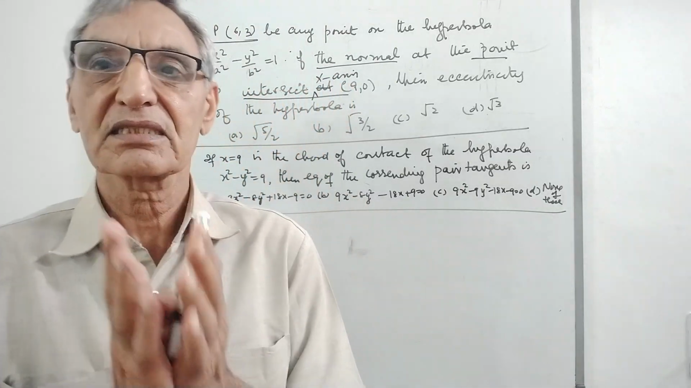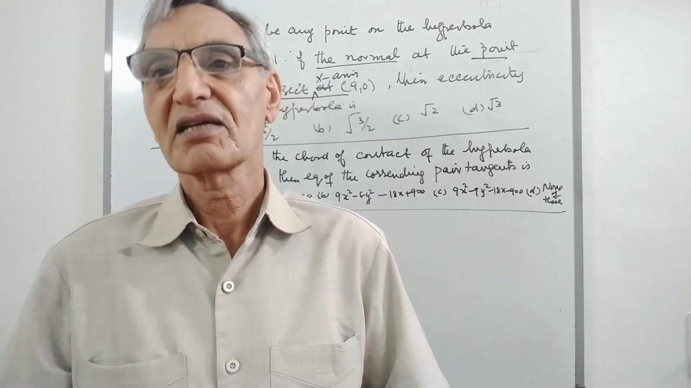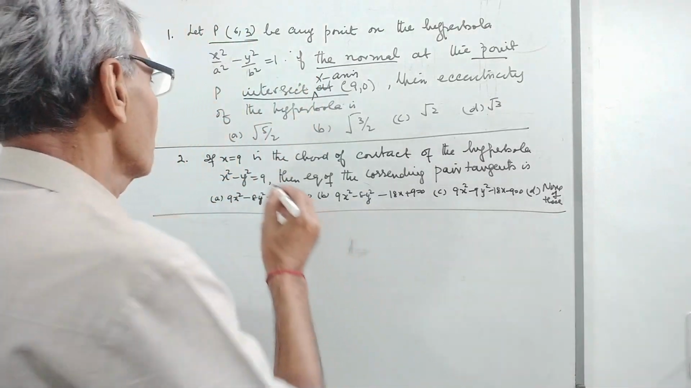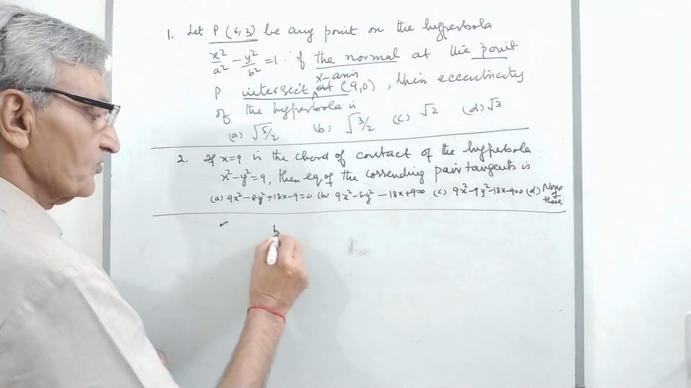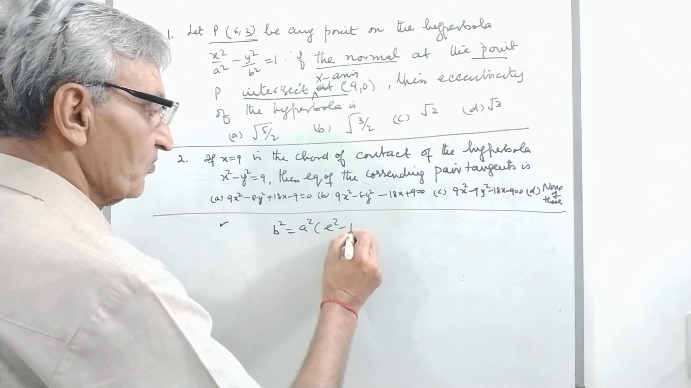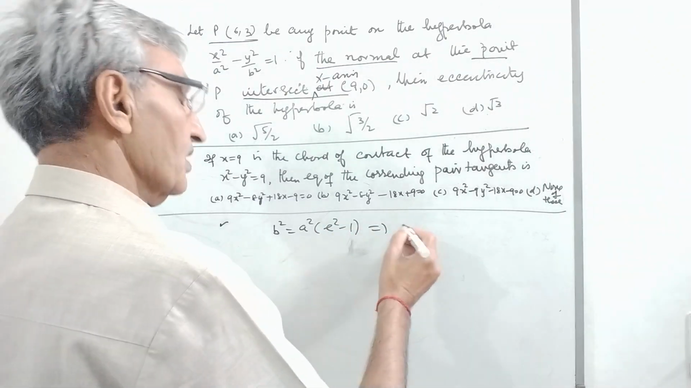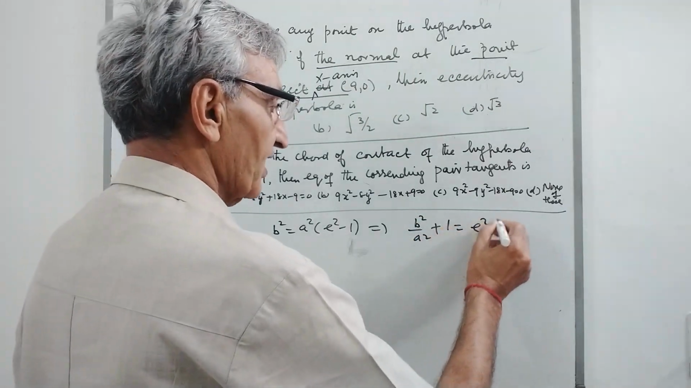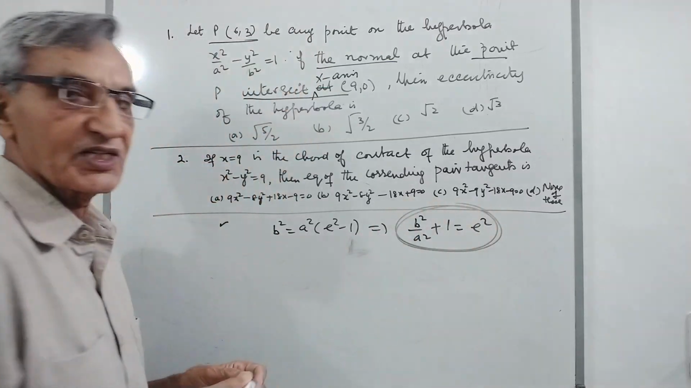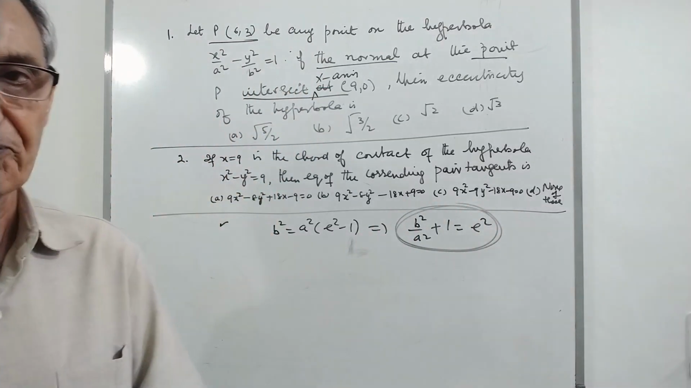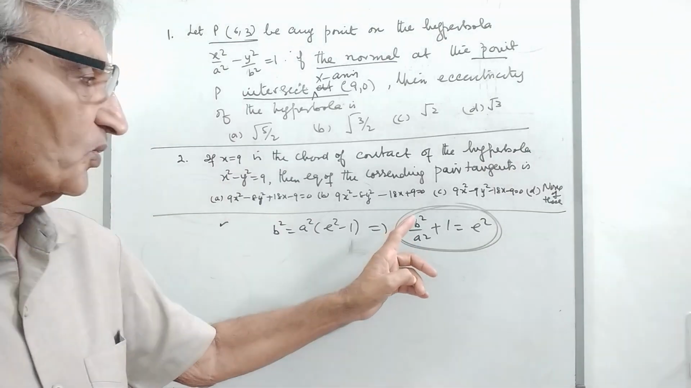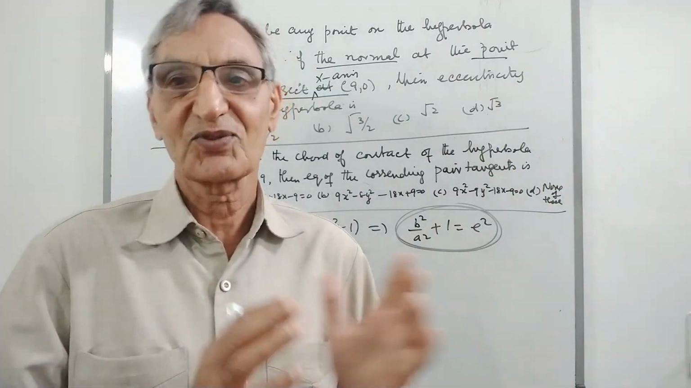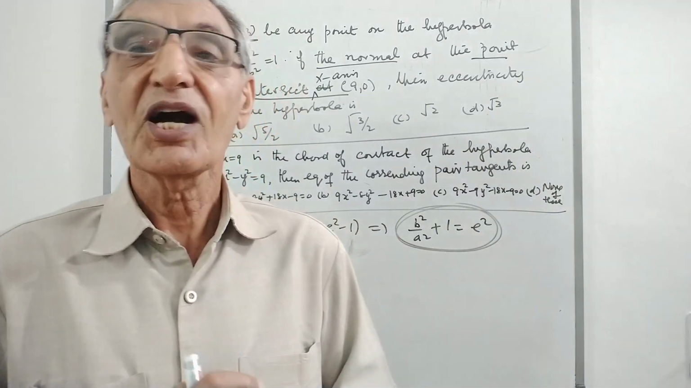We know what the eccentricity of the hyperbola is, friend. b square is equal to a square into e square minus 1. That means b square upon a square plus 1 is equal to e square. Let's remember this: e square is equal to 1 plus b square upon a square. So I need to find the eccentricity, I must know b square and a square, the lengths of the transverse and conjugate axes. Right. Now how to get into it?